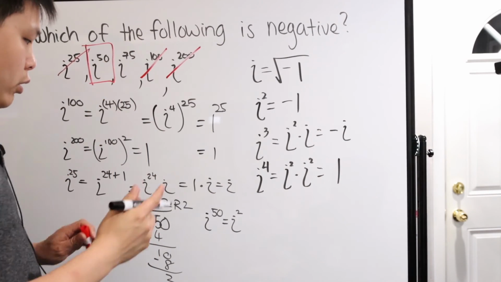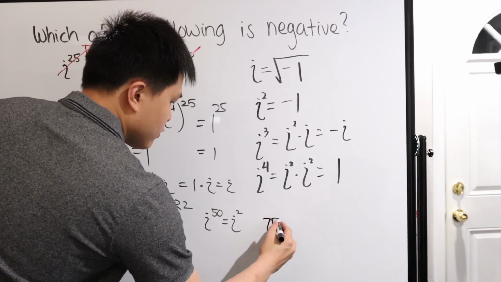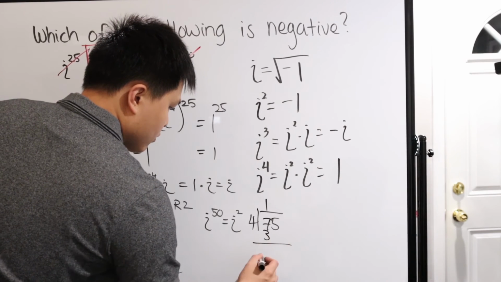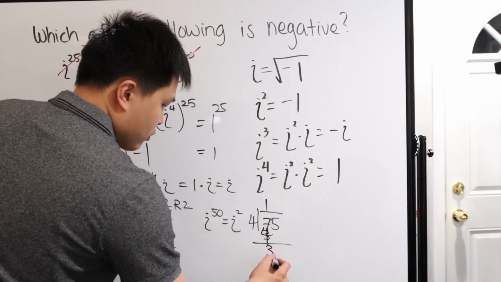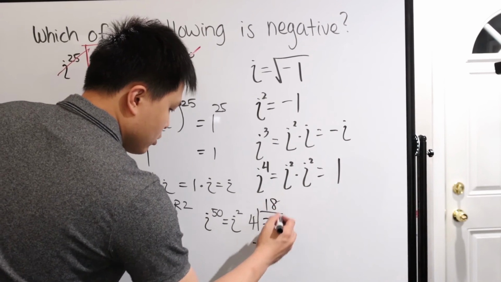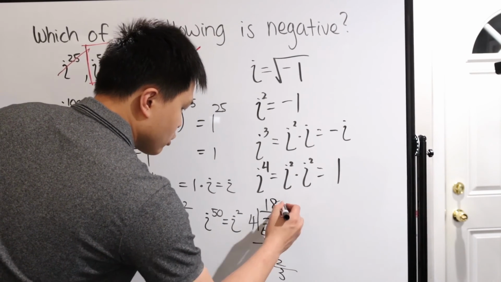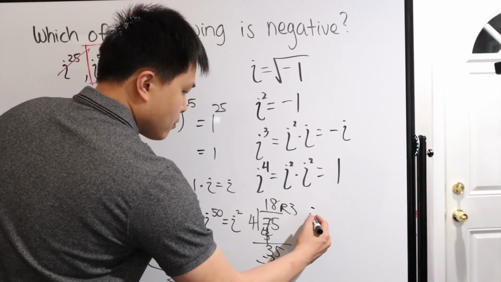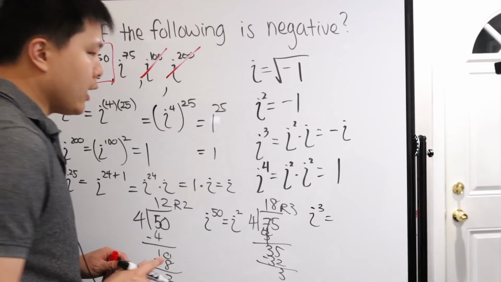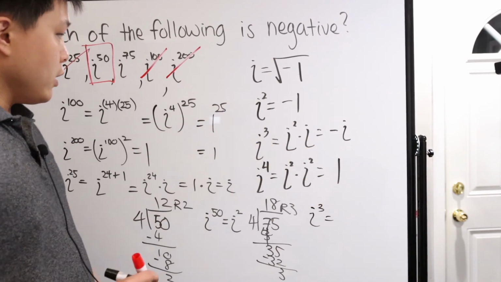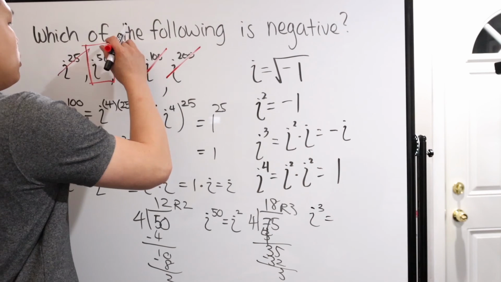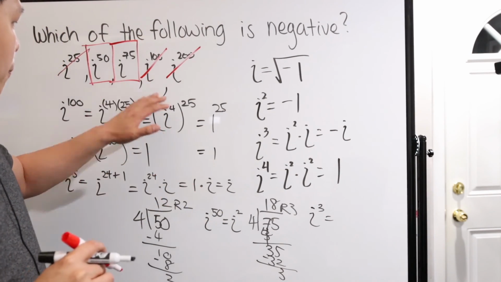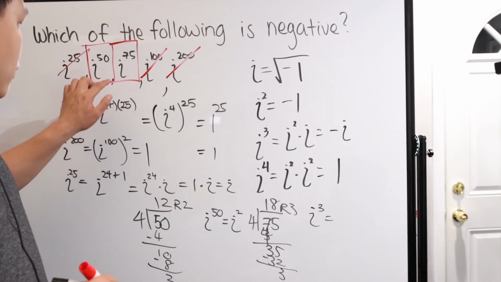i to the 75th. In this case, we can just do 75 divided by 4. That goes in here one time, then you have 3 left, and then you bring down the 5. 4 goes into 35 eight times, that's 32. Subtract, and then you have 3, so it's remainder 3. So technically, i to the 75th is the same as i to the third power. Well, i to the third power, we know that is negative. So this is also a negative number. So for this particular question, we have i to the 50th and i to the 75th. They're both negative numbers.